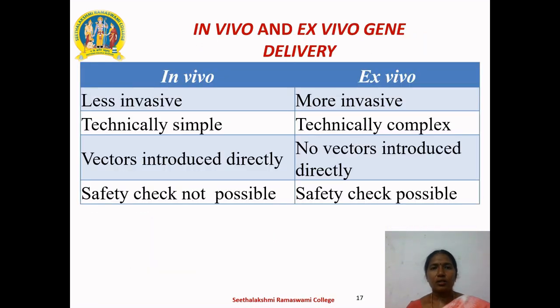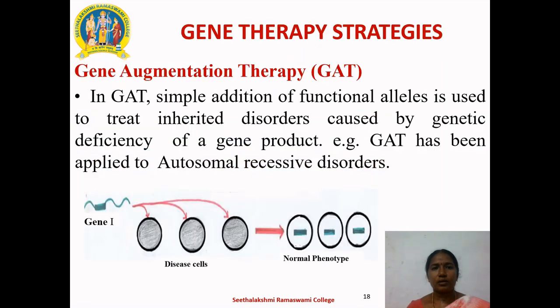The difference between in vivo and ex vivo gene therapy: in vivo gene therapy is less invasive and technically simple, while ex vivo is more invasive and technically complex. In in vivo, the vector is introduced directly, whereas in ex vivo it is not introduced directly. In ex vivo, a safety check is possible, and no safety checks are possible in in vivo gene therapy. There are three strategies of gene therapy.